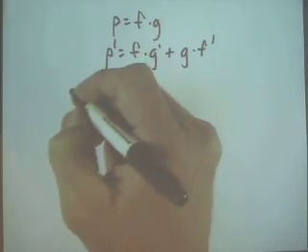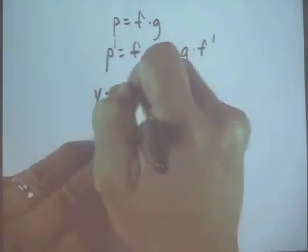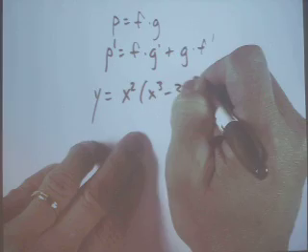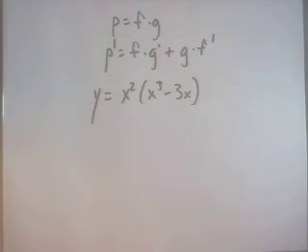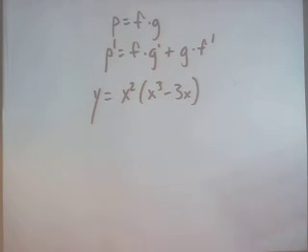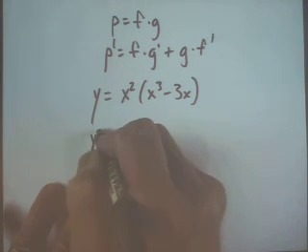Our example, we will choose something fairly simple like y equals x squared times x cubed minus 3x, and we will find the derivative of y. Now, of course, we could just distribute this x squared across this binomial, and we'd have a polynomial, and we could use the fact that differentiation is linear and apply the power rule term by term, and we'd have the derivative. And that's what we would have done before we learned the product rule. But I want to practice the product rule, so we're going to apply the product rule.